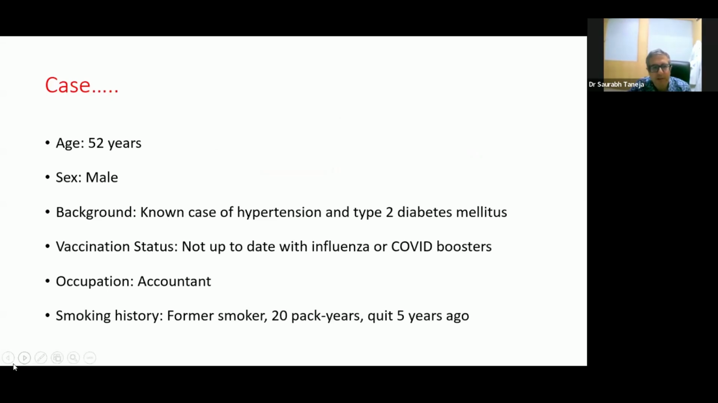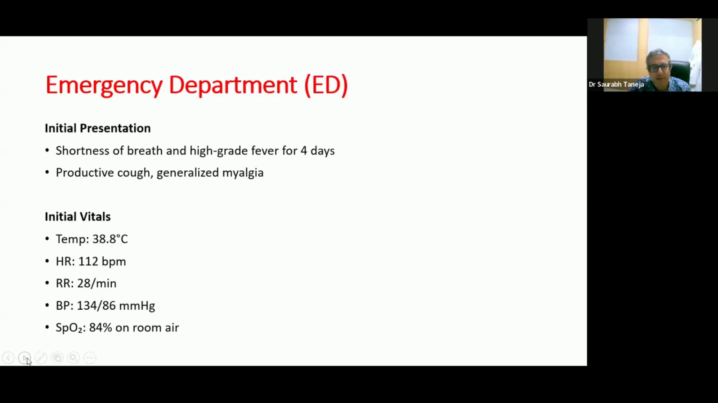A 52-year-old male is a known case of hypertension and type 2 diabetes. Vaccination status not up to date with influenza and COVID boosters. He is an accountant by occupation and he has a smoking history of 20 pack years and he quit 5 years ago. So the typical case that presents to us, and the initial presentation was shortness of breath and high grade fever for 4 days. And the patient had productive cough and generalized myalgia. So this is the typical symptomatology that the patient presents to us. The most common presentation coming to the critical care setting is fever and shortness of breath.